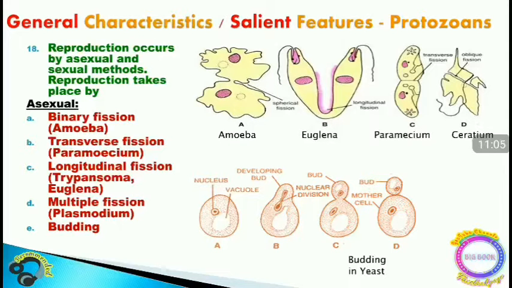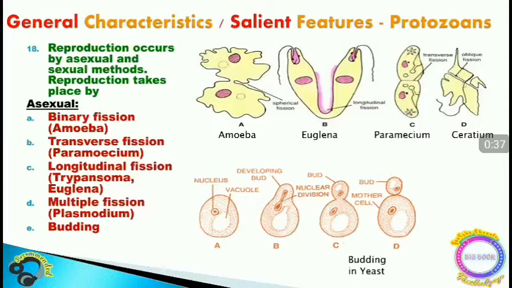Next is reproduction. In this slide we discuss reproduction, which occurs by asexual and sexual methods. Reproduction by the asexual method takes place by binary fission, transverse fission, longitudinal fission, multiple fission, and budding. Here you can see the depicted pictures of Amoeba showing binary fission, and budding can also be seen in yeast.